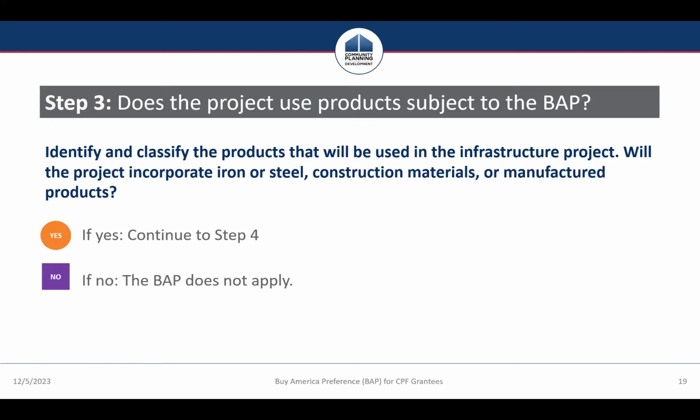Step 3, does the project use products that are subject to the BAP? Review the scope of work. Work with your contractor, your developer, your subrecipients to determine, is there iron and steel? Are there construction materials? Are there manufactured products in the scope, in the expected outcome of the project? If yes, we'll continue on to step 4, the BAP may apply. If no, the BAP doesn't apply.